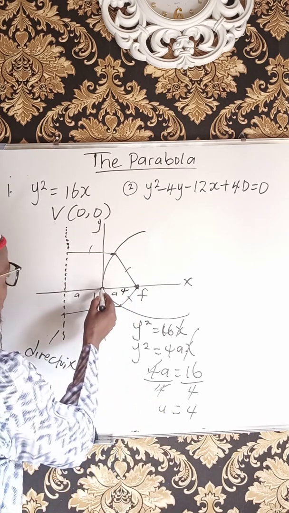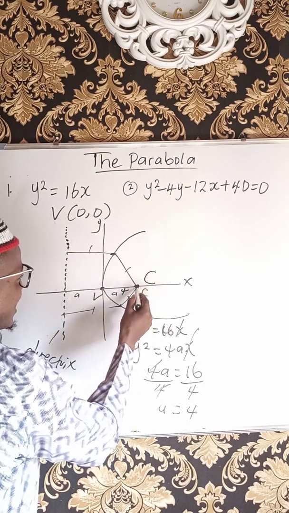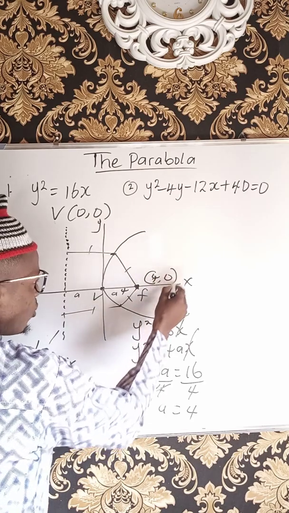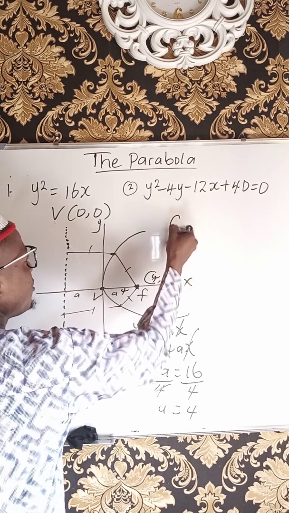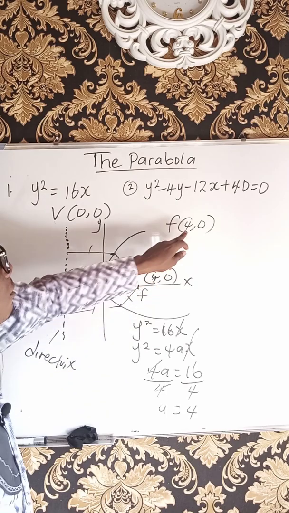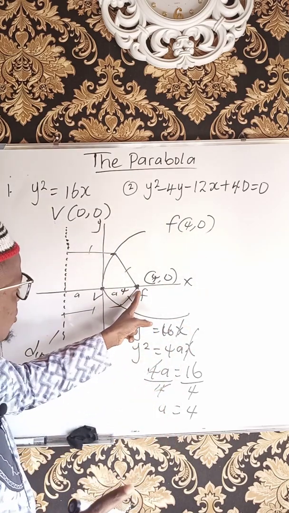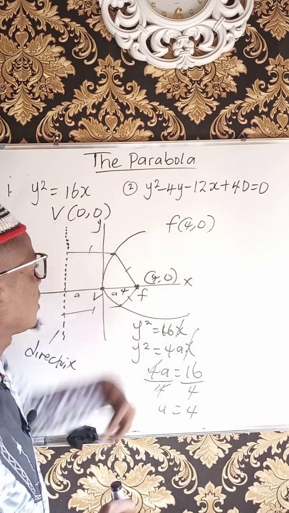From here to here is 4, which means this particular point, which is the focus, has an x value of 4. And y is 0 because this is the origin too. Hence, the focus of this particular parabola is 4, 0. So whenever you get your a, this a will tell you the point where your focus is falling. So our focus is 4, 0.